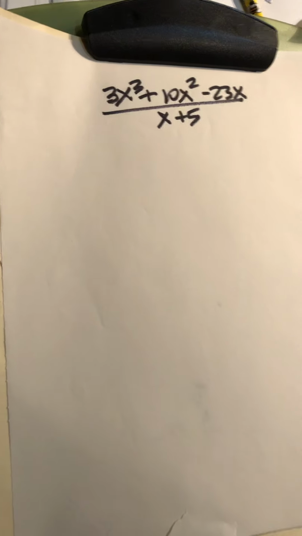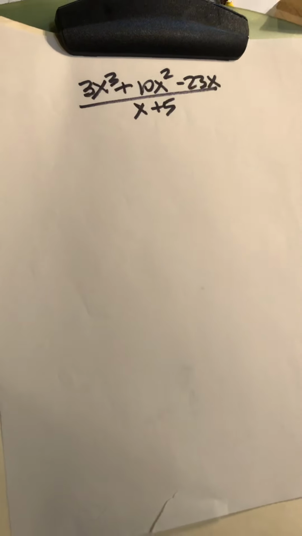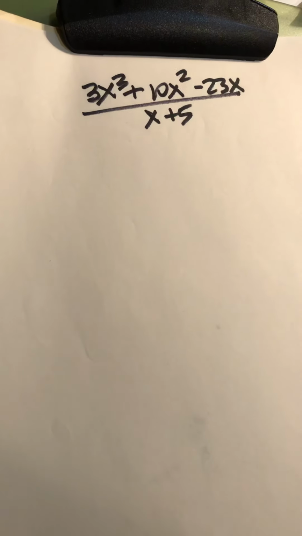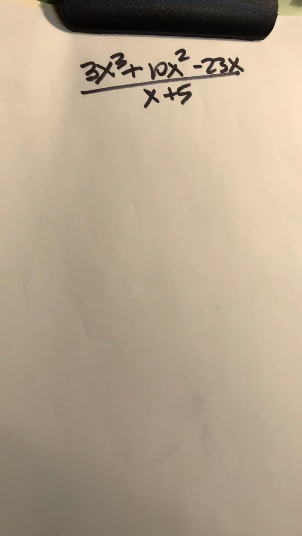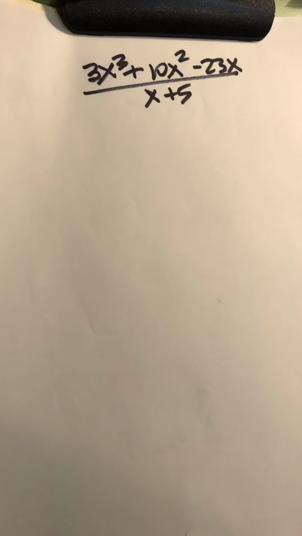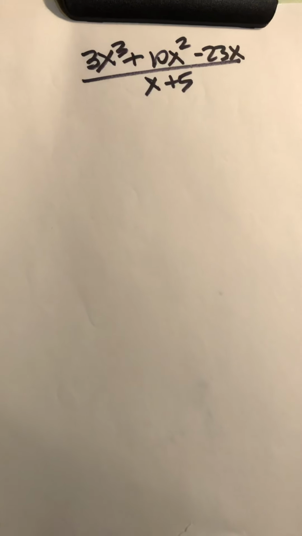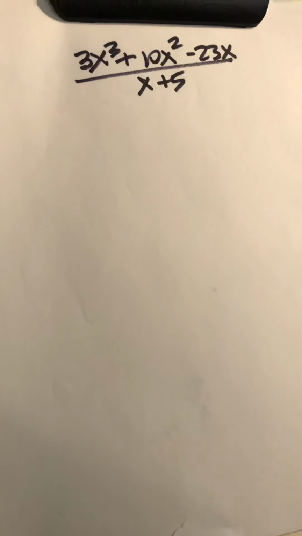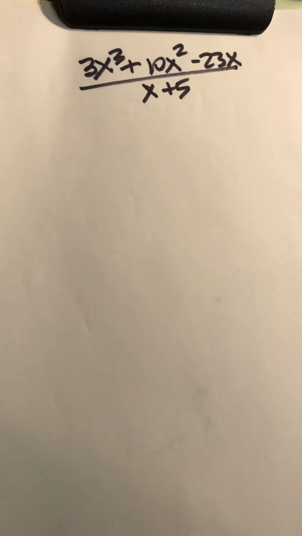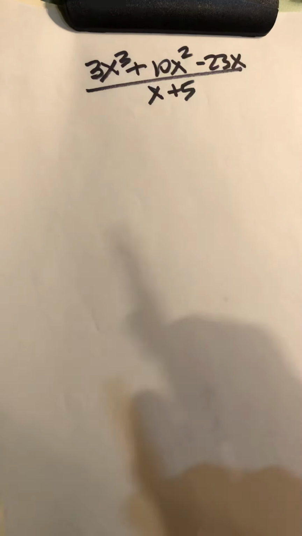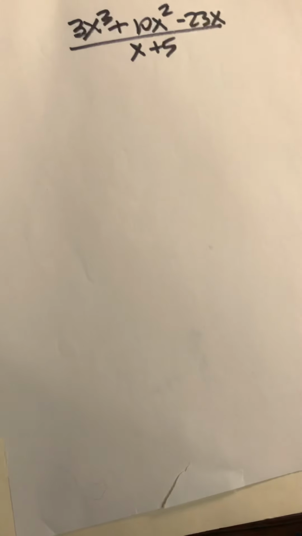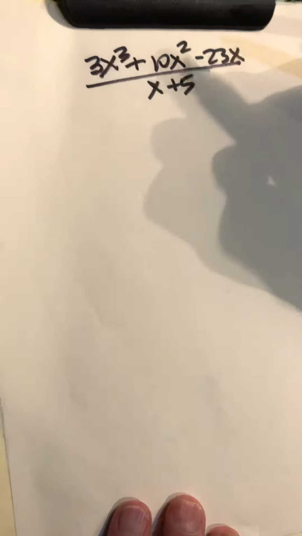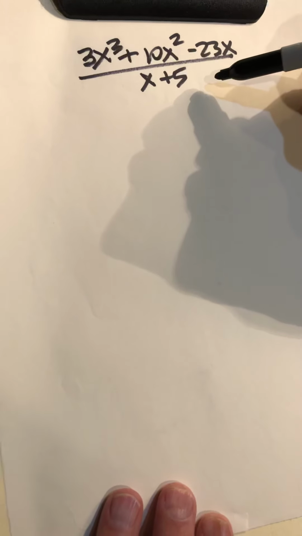Okay, let's start with a couple of examples. Let's say we start off with 3x cubed plus 10x squared minus 23x divided by x plus 5. Now, one of the rules is, and there are several rules listed on your assignment, so you might want to review those both before and after you watch the videos. But one of the rules with long division, and with synthetic division, is that you have to have every power represented in both the dividend and the divisor.